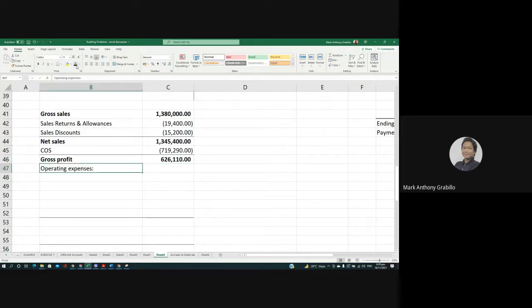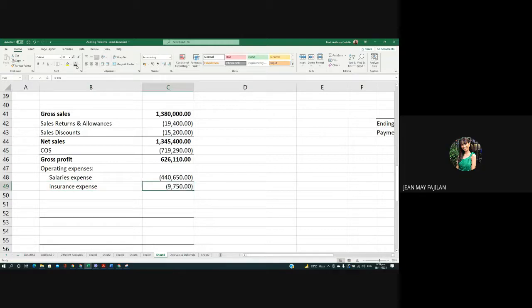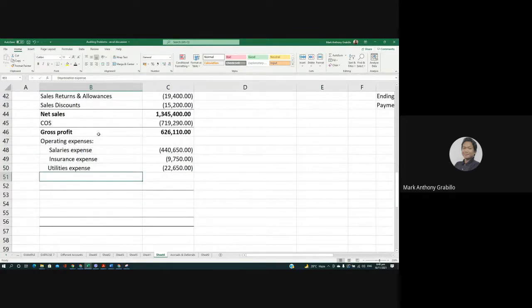So ano yung meron sa operating expense? Yung na-compute natin, salaries expense. Magkano yung salaries expense? 440,650. Less insurance expense. Magkano yung na-compute natin insurance expense? 9,750. And then utilities expense, 22,650. And then next is depreciation expense.